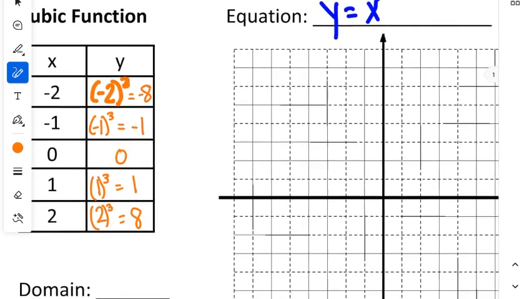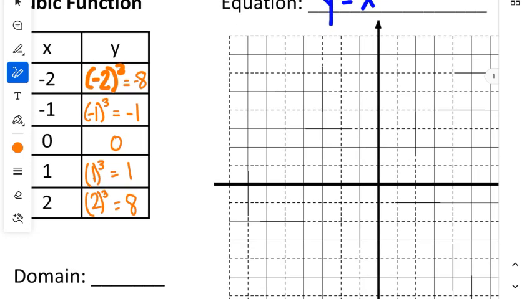Okay, so let's put this in. Negative 2, negative 8. Things all the way down there. 2, 4, 6, 8, yeah. Negative 1, negative 1. 0, 0. 1, 1. 2, 8.